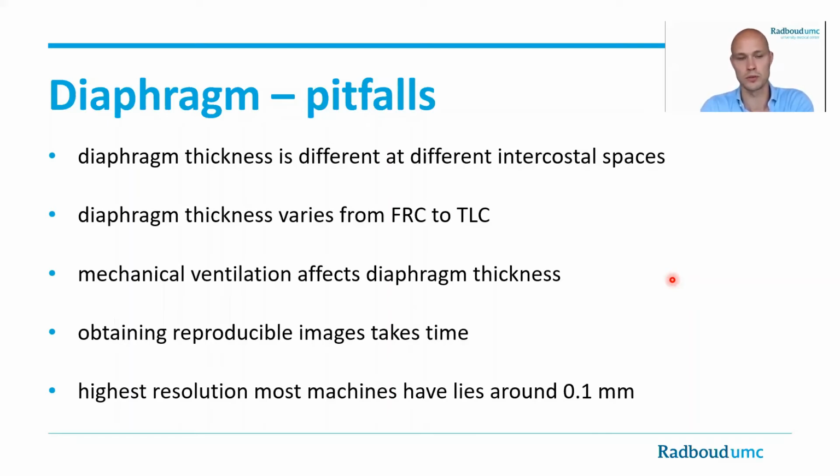So a high support of the machine unloads the diaphragm and reduces diaphragm thickening. It's sometimes difficult to obtain reproducible images, so this also takes some experience and training to get a reproducible image, and it's important, for example, to mark the position when you're doing multiple images. And especially for diaphragms that are very thin, for example, in neuromuscular disorders, the resolution of most machines is typically around 0.1 millimeters. So if the diaphragm is really thin, it becomes very difficult to take a good image.